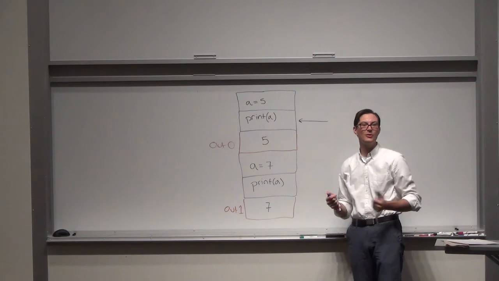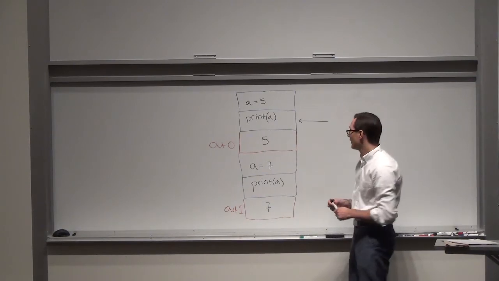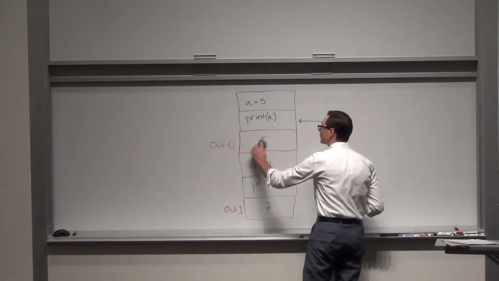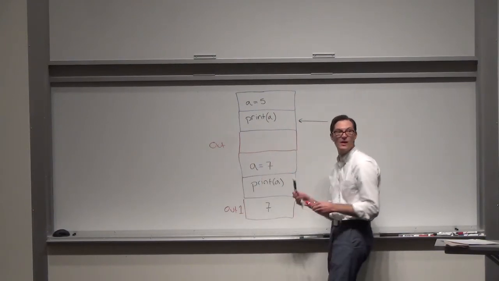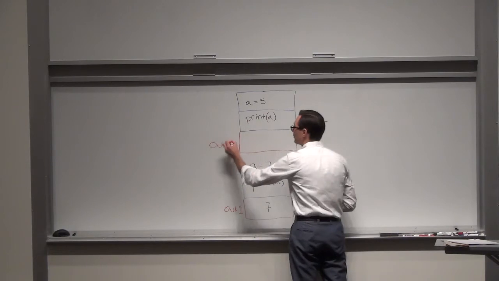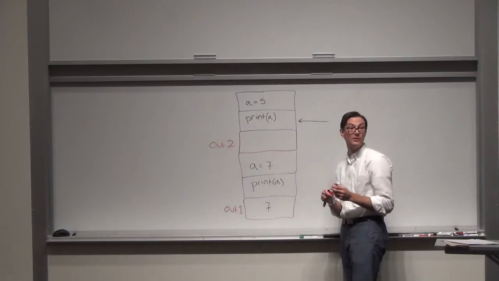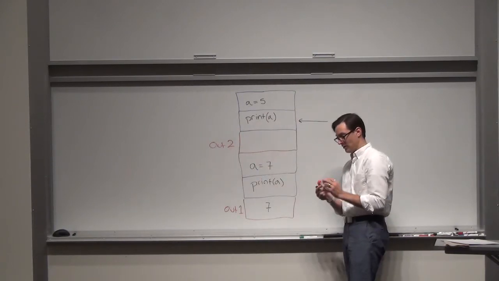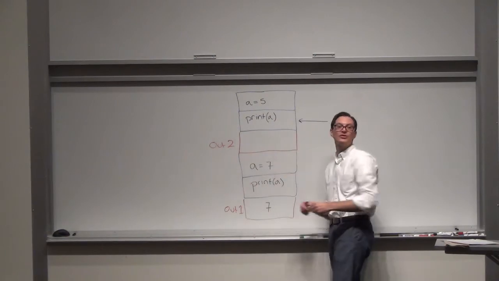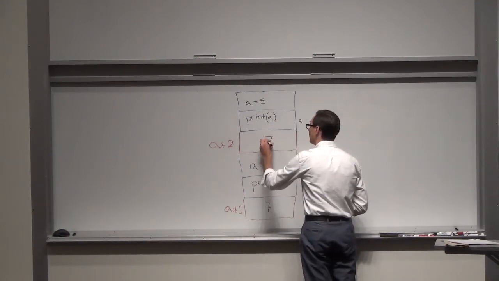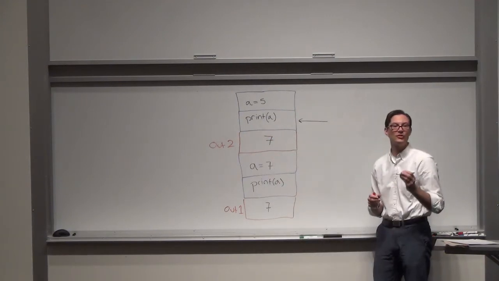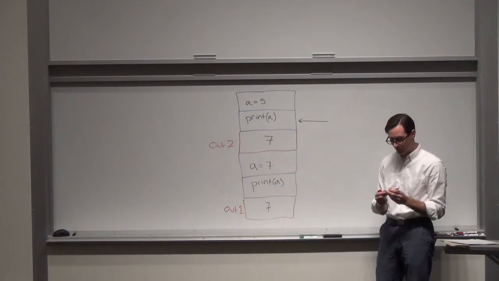Yeah, because A can only be one thing at a time. And more importantly, it's going to say Out 2. So the outputs are ordered in time, not in space. The state of the program is in time, not in space.